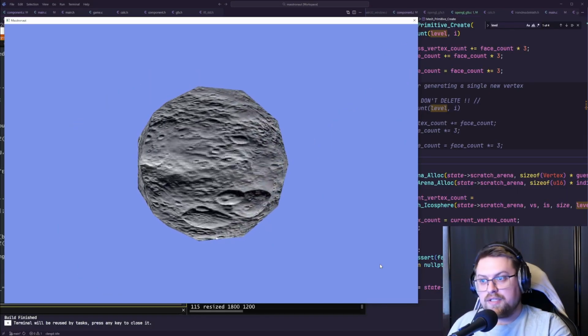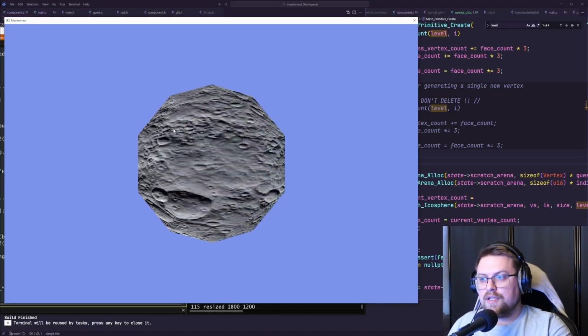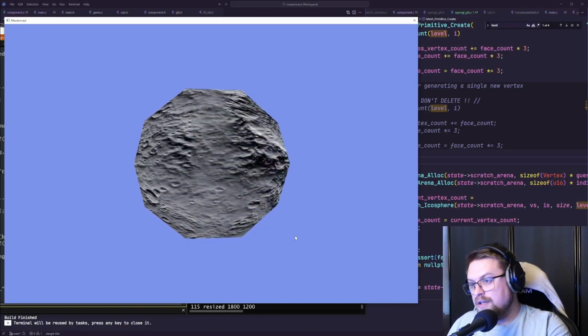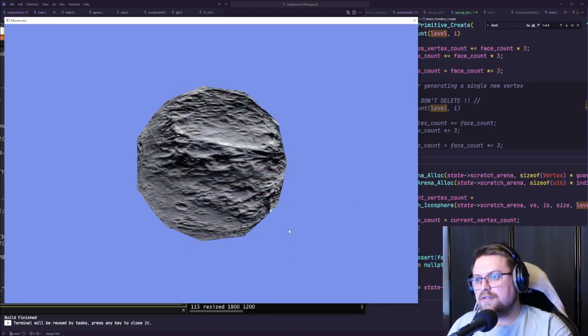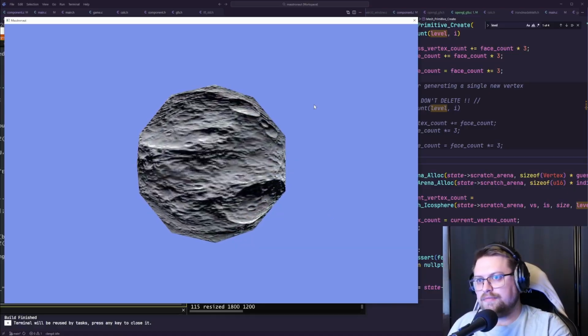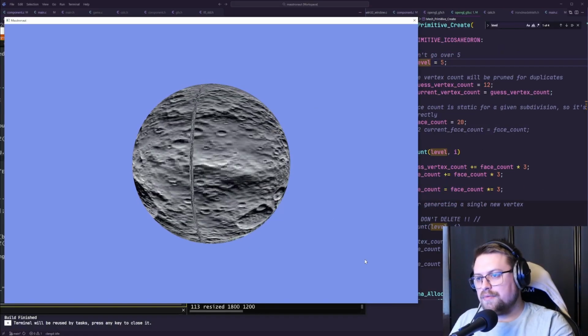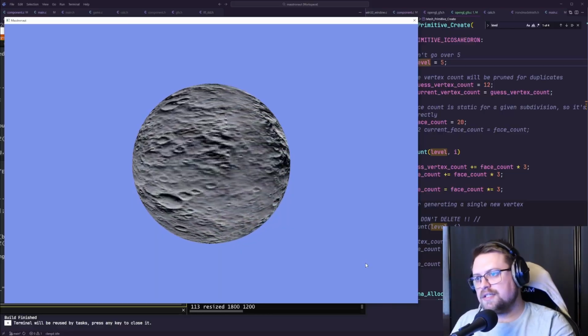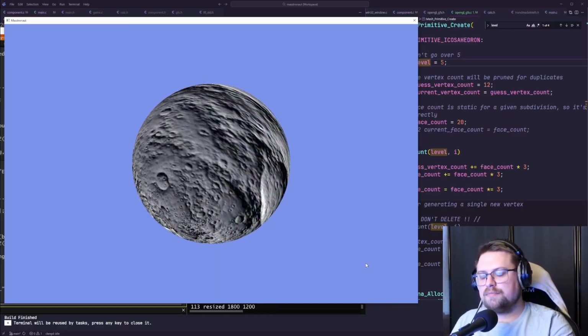So this is how it looks when it's subdivided once. It's hard to tell, but we have multiplied the number of faces by 4 and also spherized it. So it looks a lot more round right now. And for completeness' sake, here is when we subdivide it 5 times. So here we have 10,000 vertices, and you can see it's pretty darn smooth.